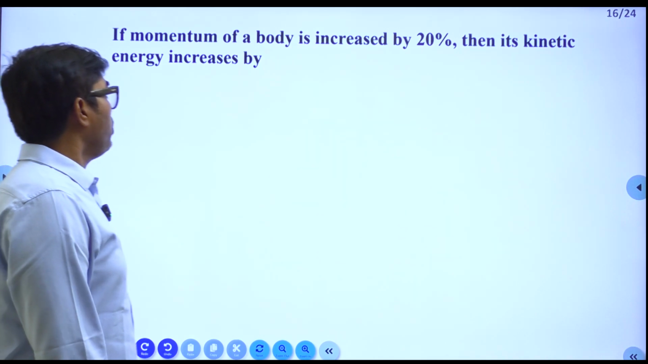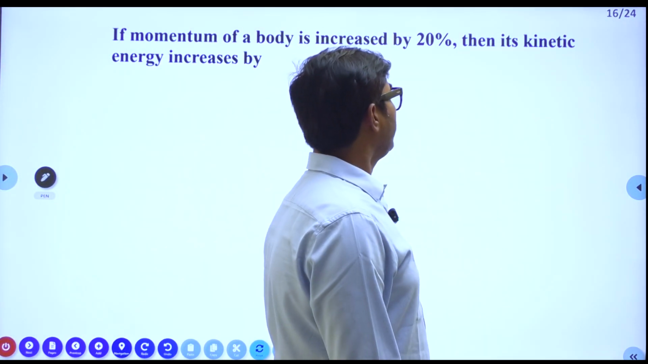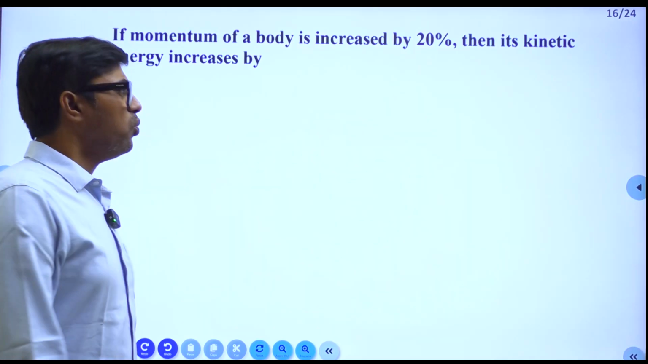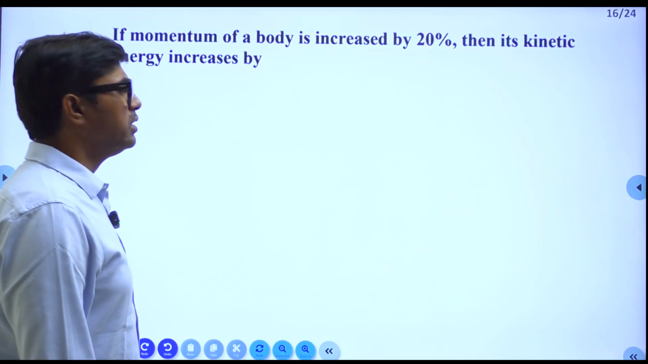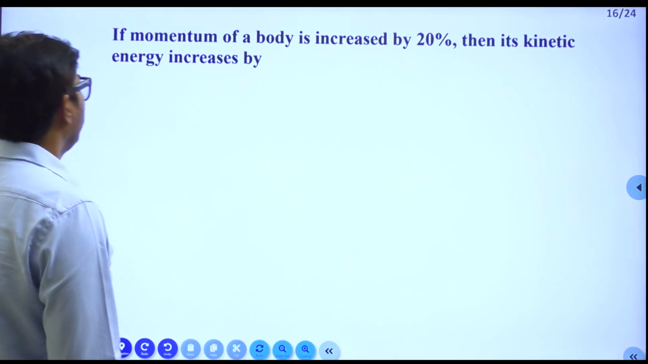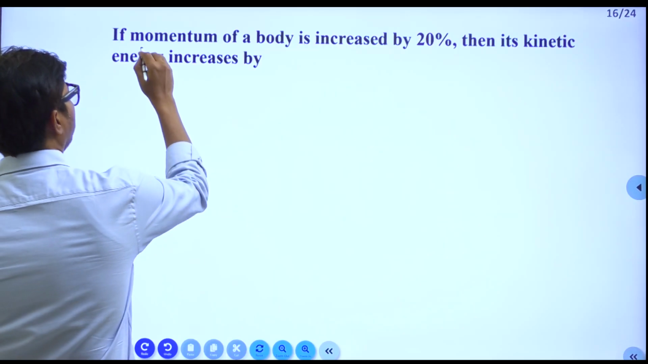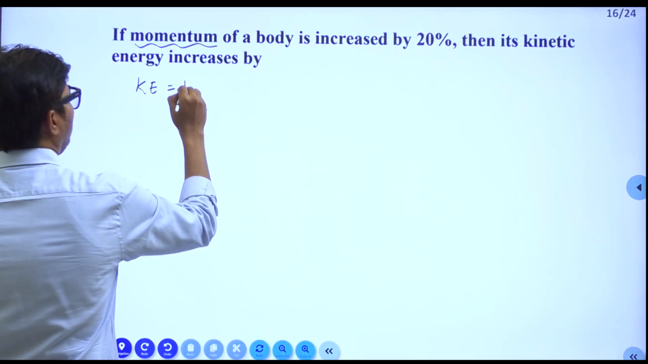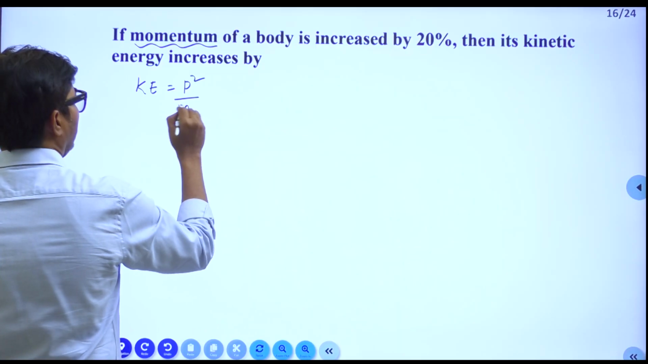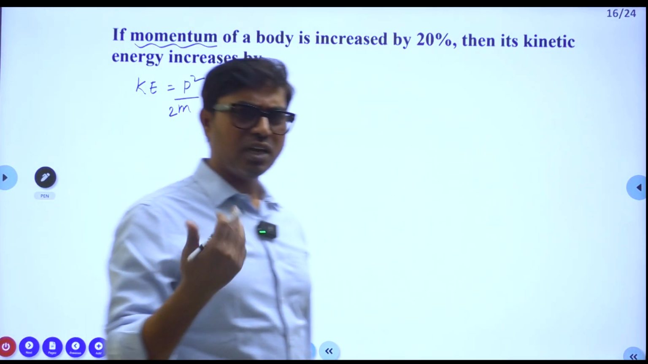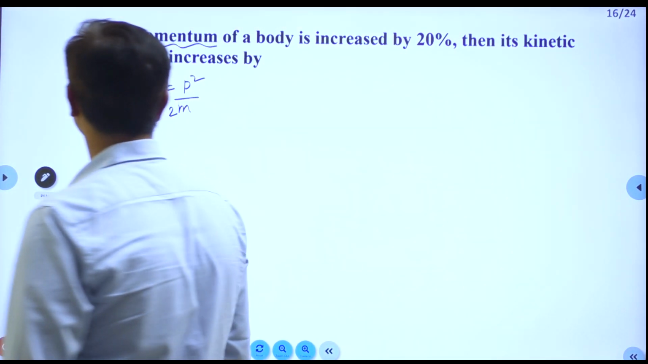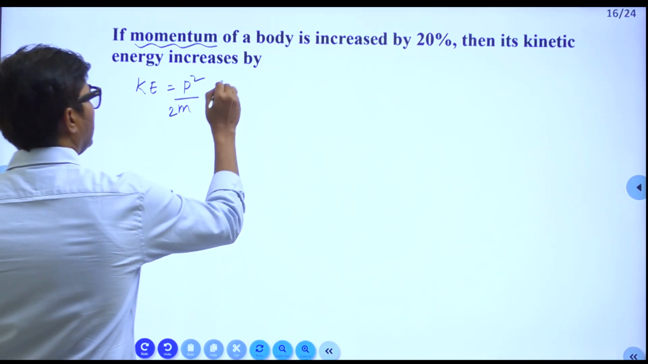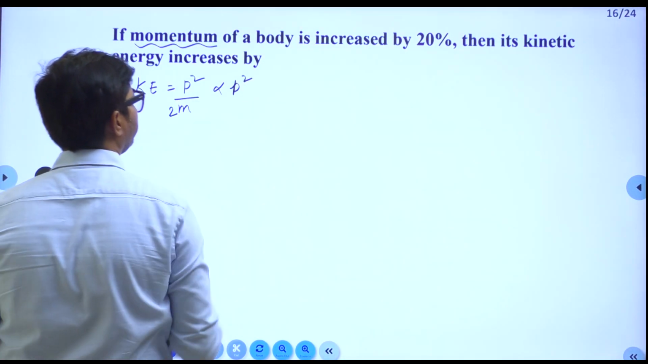Right, next problem. If momentum of a body is increased by 20%, then its kinetic energy increases by. This is a simple problem, but still 1 or 2 students generally ask about it. That's why I've just taken it. So here, momentum they are talking about, and that is why I'll write the kinetic energy as p square by 2m. If they talk in terms of velocity, I'll write half mv square. In terms of momentum, p square by 2m. Mass is not going to change here. That means kinetic energy is proportional to p square.